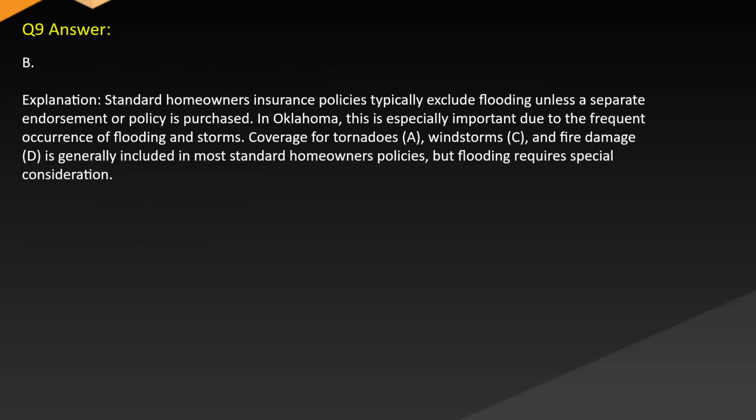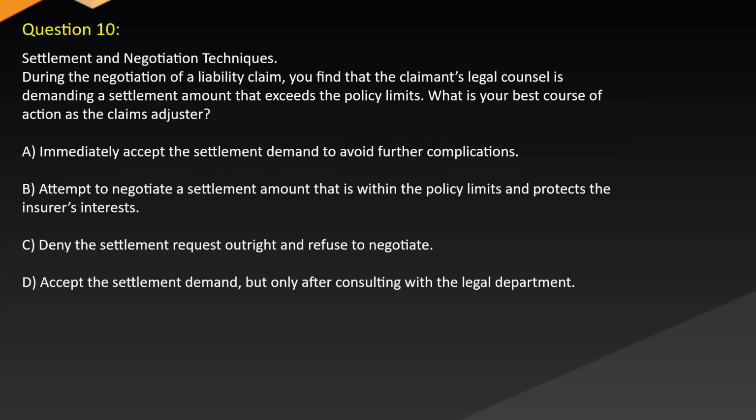Answer: B. Explanation. Standard homeowners insurance policies typically exclude flooding unless a separate endorsement or policy is purchased. In Oklahoma, this is especially important due to the frequent occurrence of flooding and storms. Coverage for tornadoes, A, windstorms, C, and fire damage, D, is generally included in most standard homeowners policies, but flooding requires special consideration.